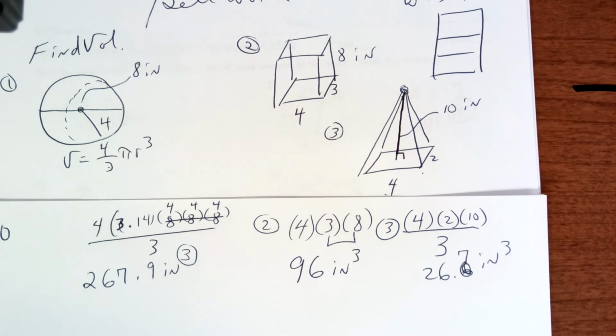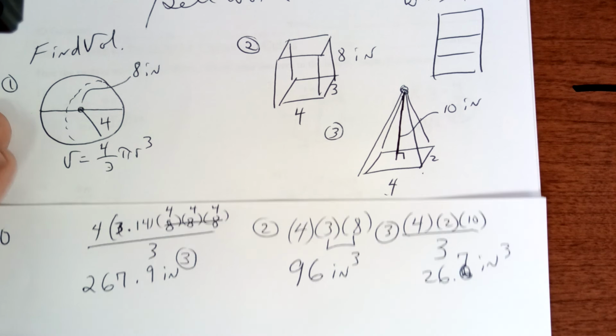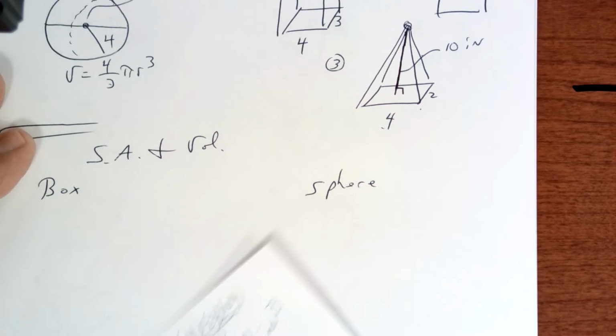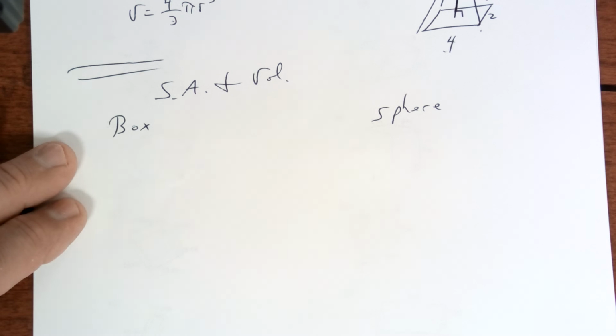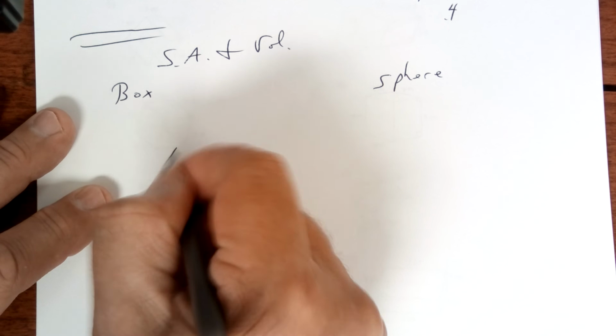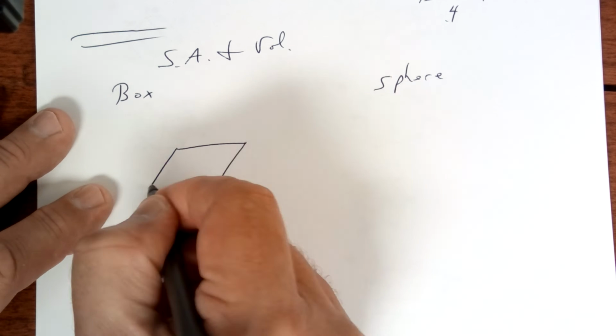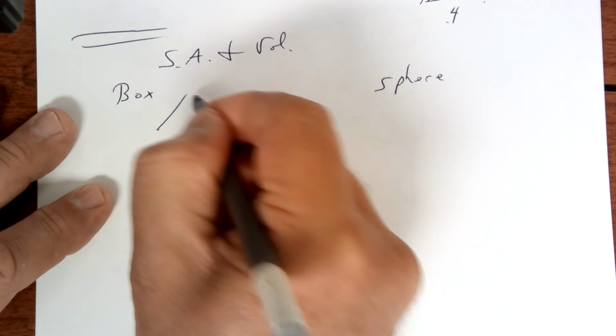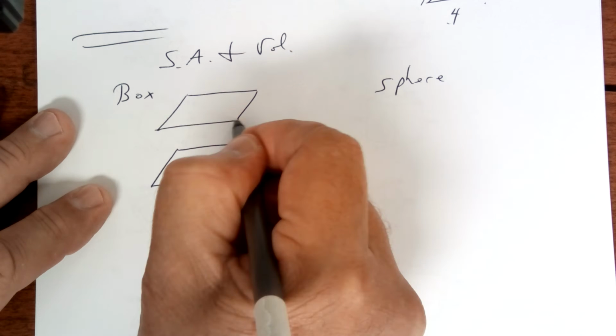Remember, you will have a test this weekend on surface area and volume. Make sure you're paying attention. Look up here, surface area of a box. On a new sheet of paper, copy this down. Draw a parallelogram, and then draw another one right on top of it, like that. And then connect the vertices.